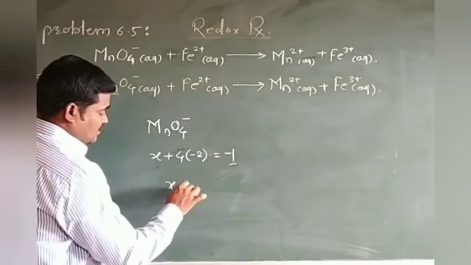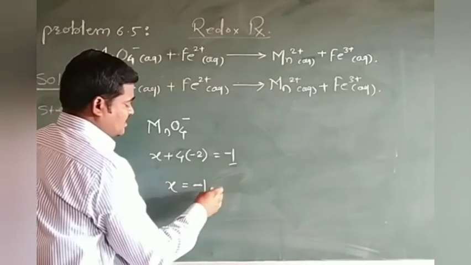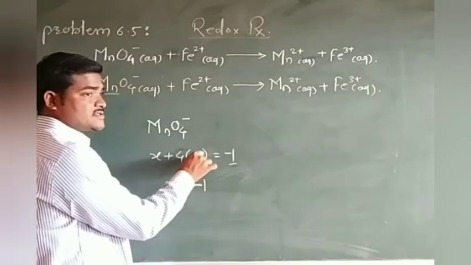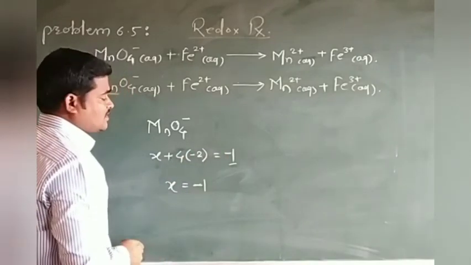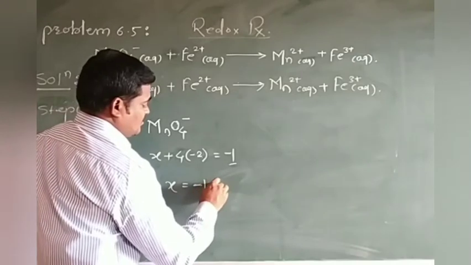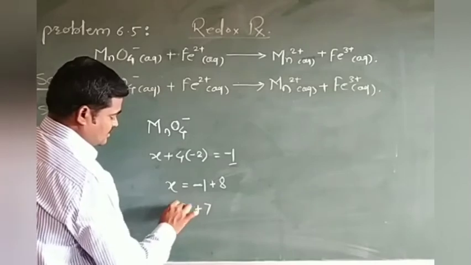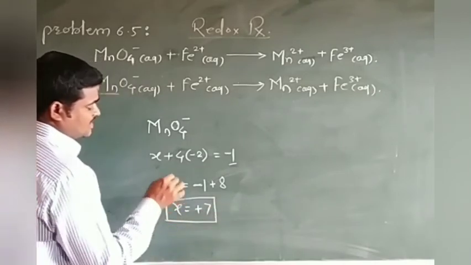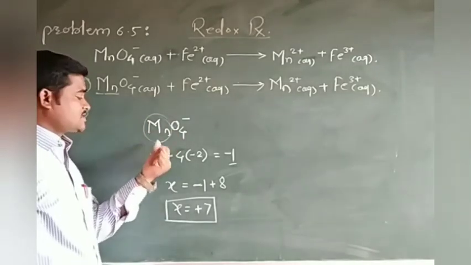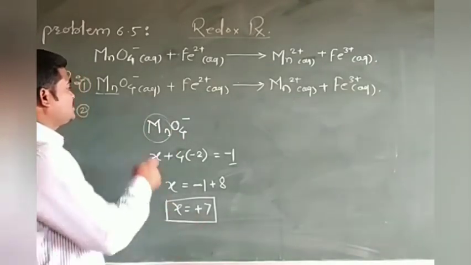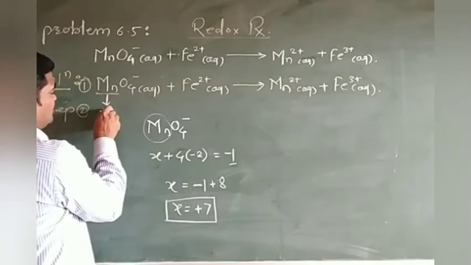So what do you get here? X is equal to, at the right hand side of the equation, -1, and 4 into -2 will become -8. When it goes to the right hand side of the equation, it becomes +8. So -1 plus 8, you will get the answer +7. So X is nothing but the oxidation number of the particular element, that is manganese, which you have got as +7. So I will write +7 here.